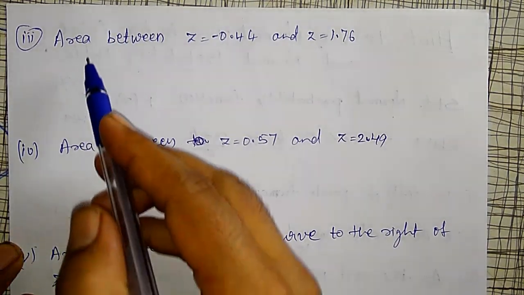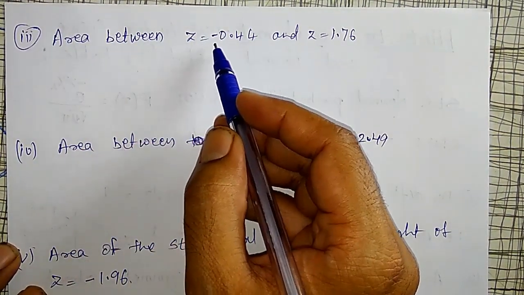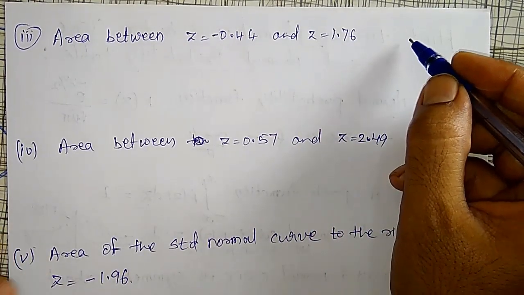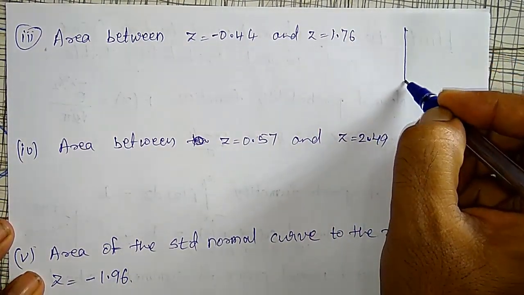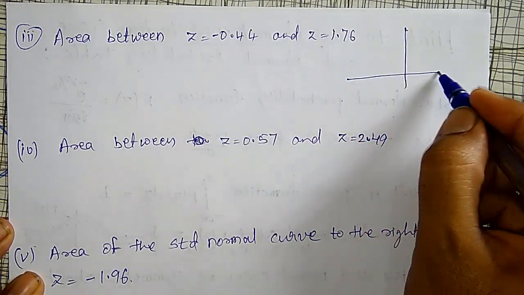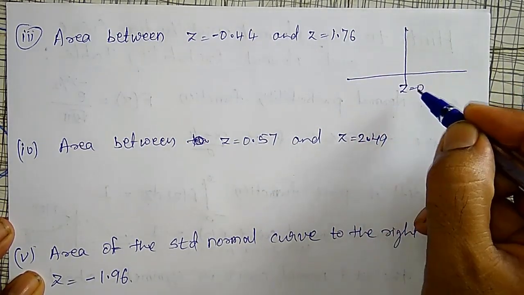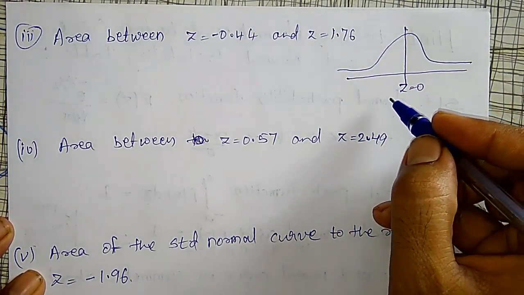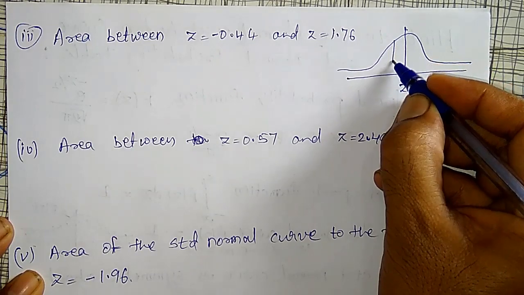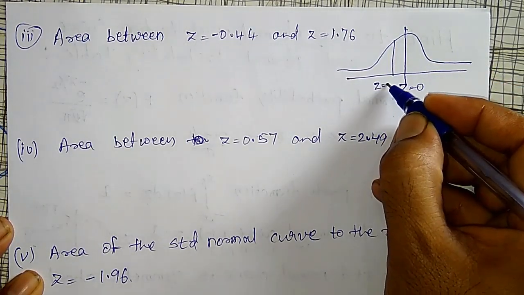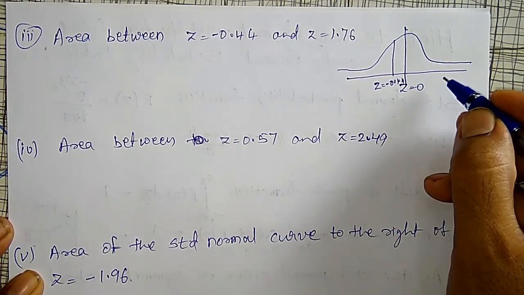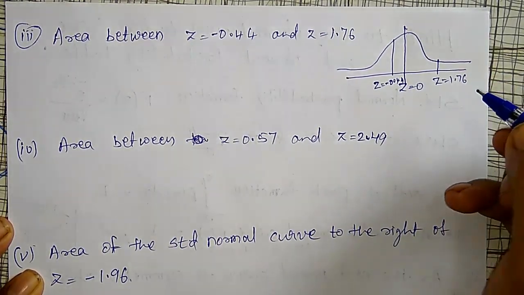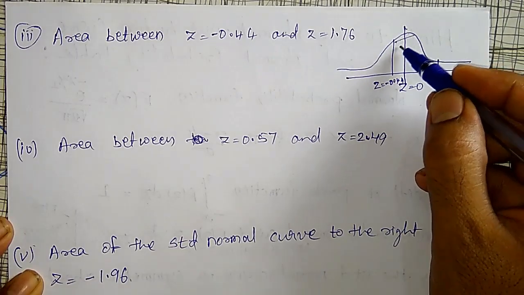Here I will show you how to find the area between z equal to minus 0.44 and z equal to 1.76. First of all, let me draw the curve so that you will understand easily which area I have to find out. This is z equal to 0. This is the bell shaped curve, and here z equal to minus 0.44, and 1.76. In between, this area I have to find out.